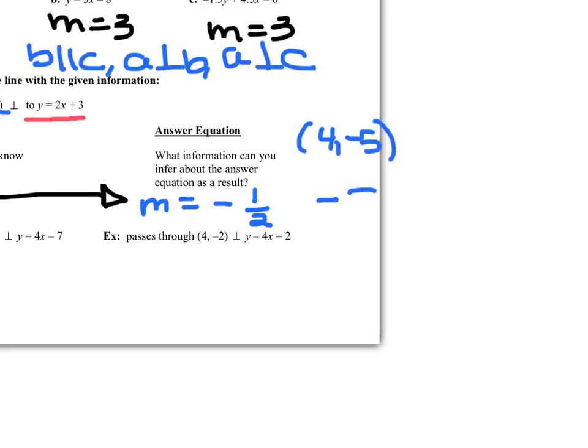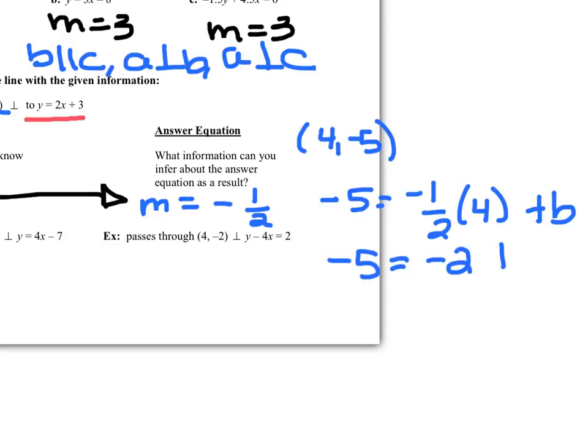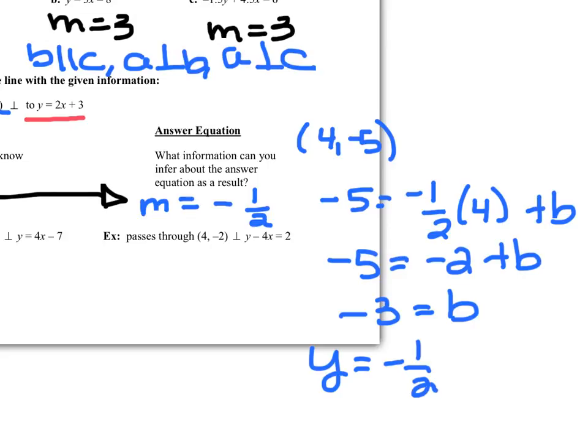Now if I plug into y = mx + b, I can solve for b. Again, the original y-intercept of the red line was 3, but it really doesn't matter. The only thing that matters is the slope. The slope of this line was 2, so the slope of the blue line is the opposite reciprocal. Now I have enough information to figure out what b is. And in doing that, I get that b is -3. So then y = -1/2 x - 3.